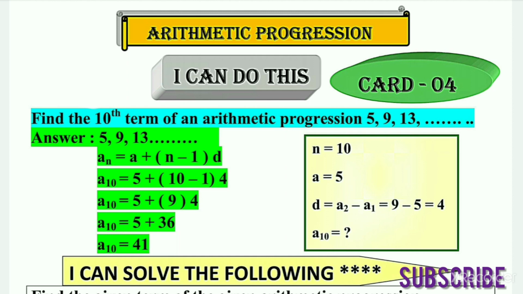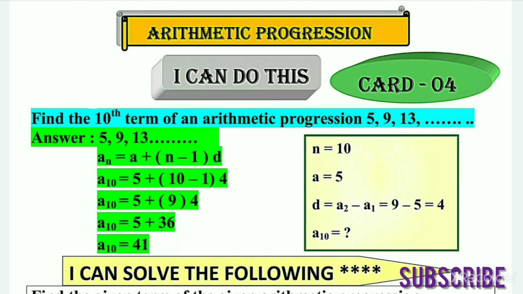Next, what do they have to find out? In this, they ask only for the 10th term. See children, this is the difference between SN and AN. In the previous card we learned the sum of first terms, but here it is only the 10th term. If the sum of first terms comes, we want to utilize only the SN formula. Here they mentioned only the 10th term, so we want to find it using the AN formula. AN is equal to A plus N minus 1 into D.